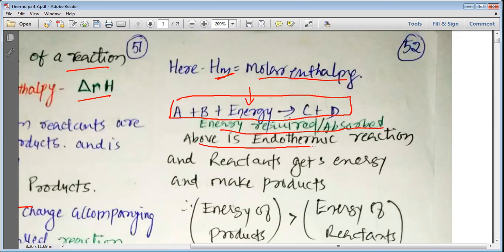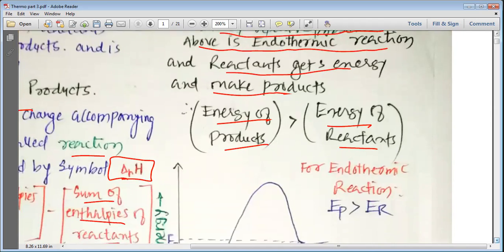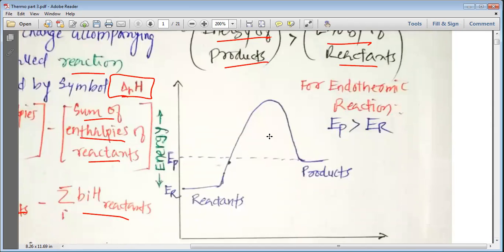So the above is an endothermic reaction, and the reactants get energy to make products. So these reactants get energy, and that is why the products are formed. We add some energy to the reactants, and as the energy is added, the products are formed, and that is why the energy of the products is more than the energy of the reactants. So products will have higher energy than the reactants. Such a reaction we call an endothermic reaction.